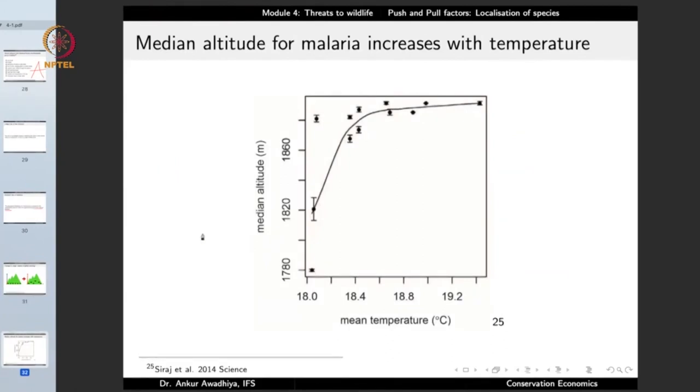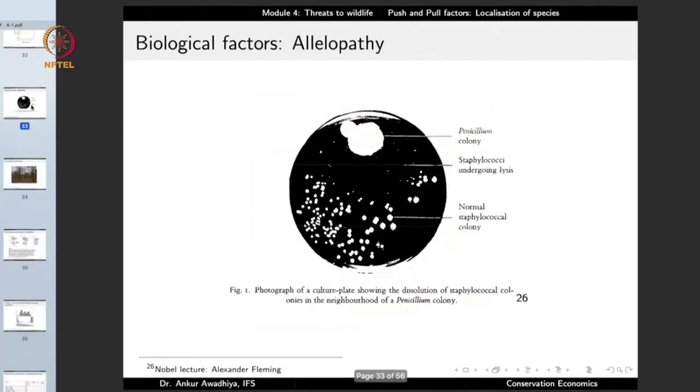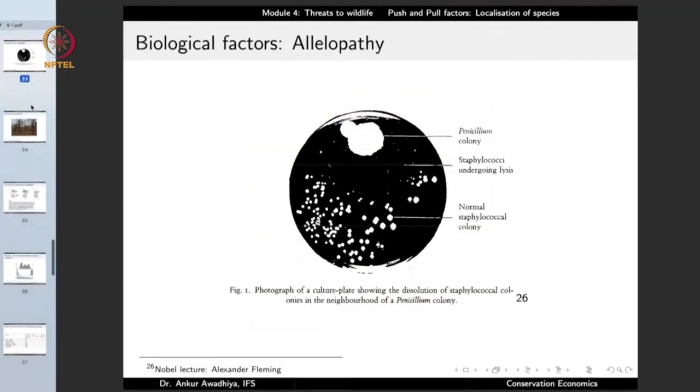This is the field observation. As the mean temperatures are rising, the median altitude where mosquitoes are found or where malaria is found is also increasing. So we are seeing this thing practically. Now, another factor that acts as a push factor is allelopathy. Now, allelopathy is the phenomenon in which certain organisms secrete certain chemicals that inhibit the growth of other organisms or that kill away other organisms.